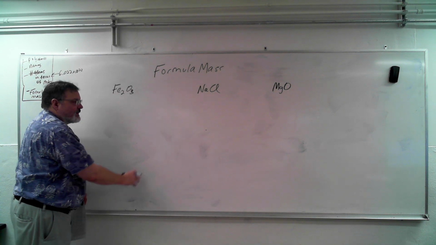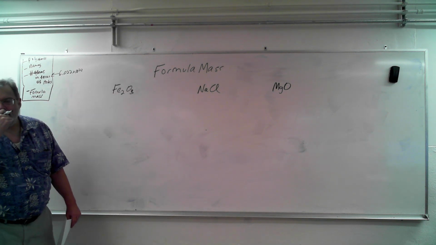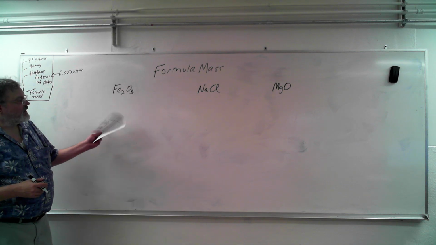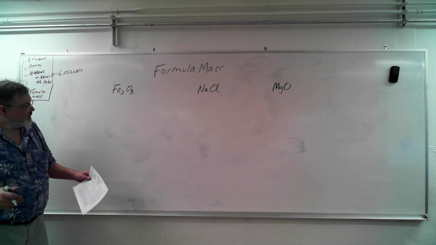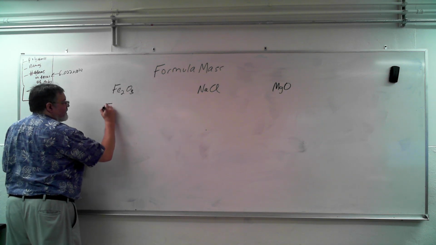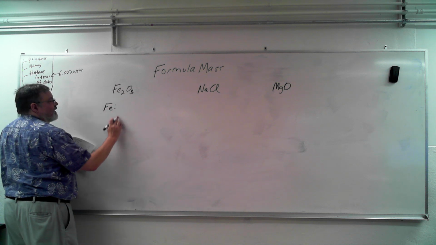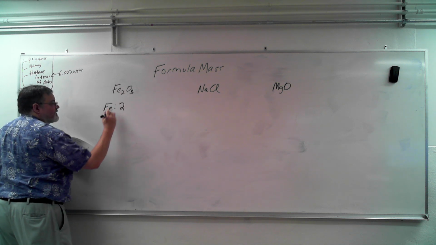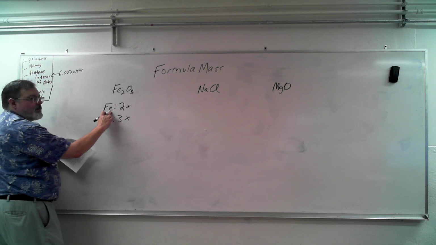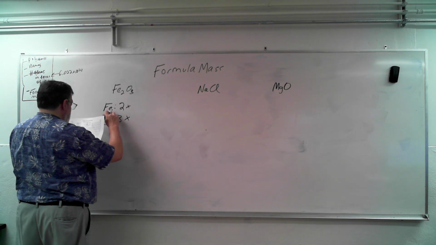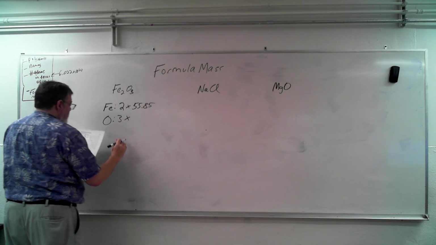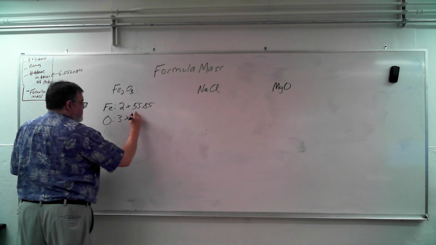This is formula mass. So in the same way that we were able to deal with moles with atoms, we can also deal with moles in actual compounds. And it's pretty simple. You do it like this. I always write it this way. I think it's very straightforward. Fe, there's 2 of them. Oxygen, there's 3 of them. Look up Fe on the periodic table: 55.85. Oxygen on here, 16.00.